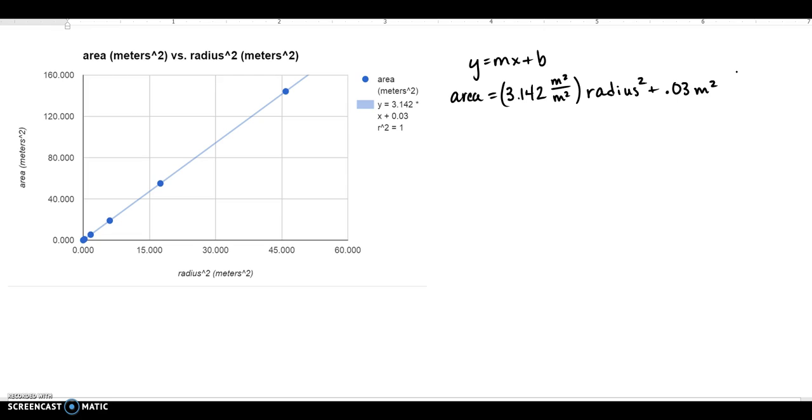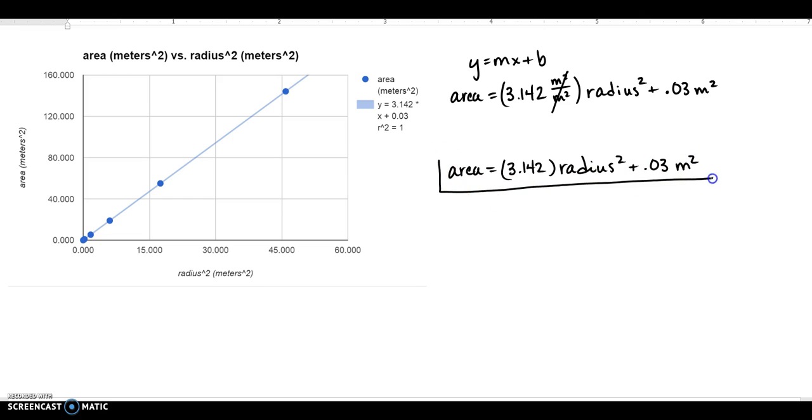So this is actually our final equation, except for one small little detail. Because this is meters squared divided by meters squared, they would technically cancel out. So that kind of goes away. So really our final equation would be area equals 3.142 times radius squared plus 0.03 meters squared. This would be your mathematical model that describes the data set that we talked about earlier.